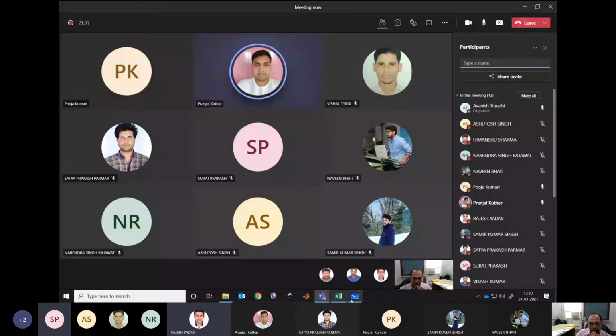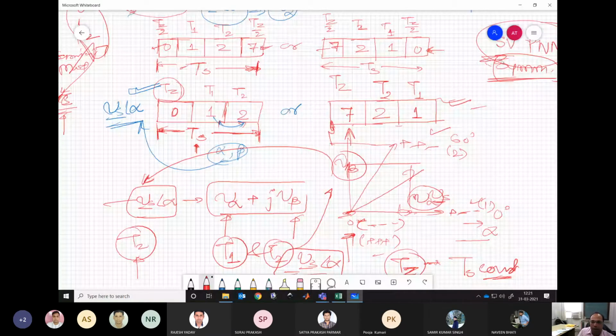Sir, will the waveform then be symmetric? Now this is another question. Symmetry is something we have not discussed so far for the space vector PWM, isn't it? Symmetry we have not discussed, so I will come back to this. This is a very good question. How are we maintaining symmetry if we are applying vectors like this? So I will come back to the symmetry point, but there is no problem right here.